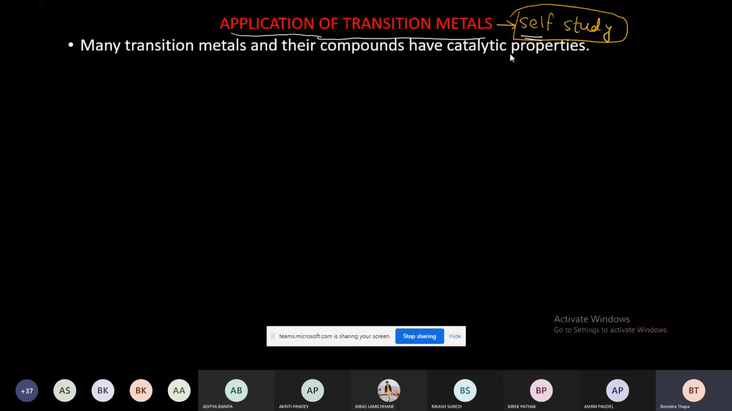The foremost application of transition elements is in chemistry. They are used as catalysts. Many transition elements and their compounds have catalytic properties or are used as catalysts.